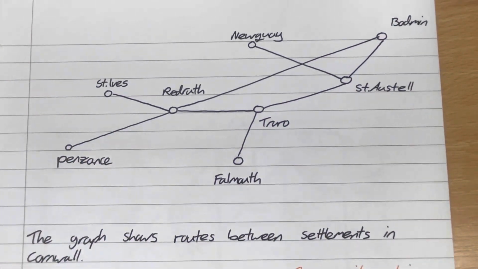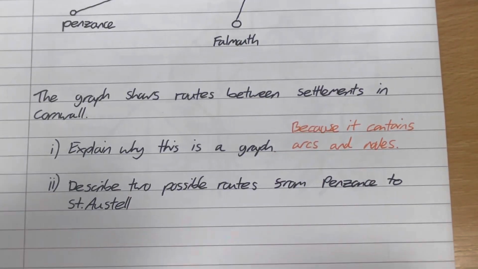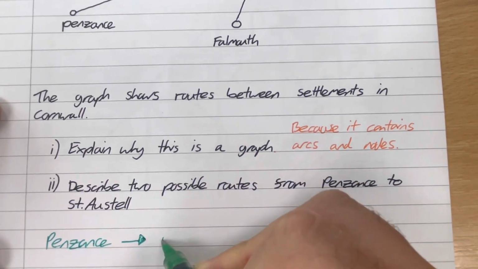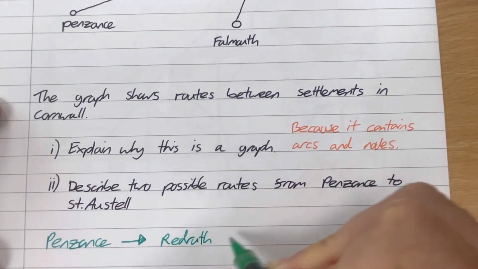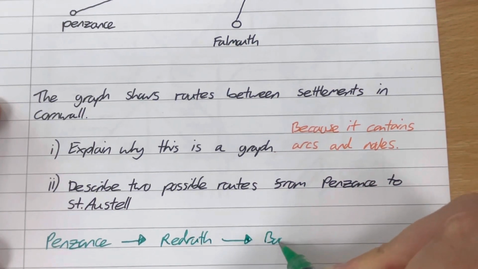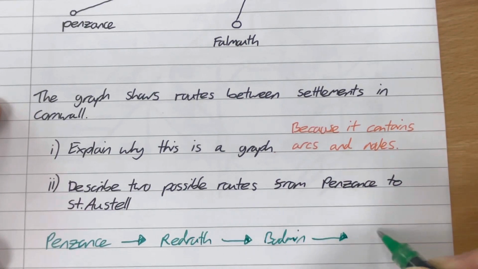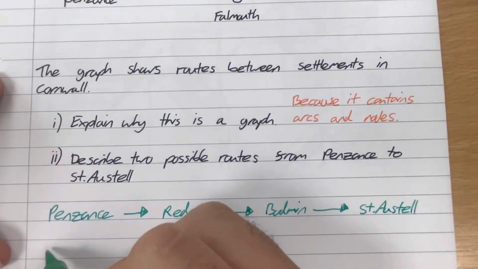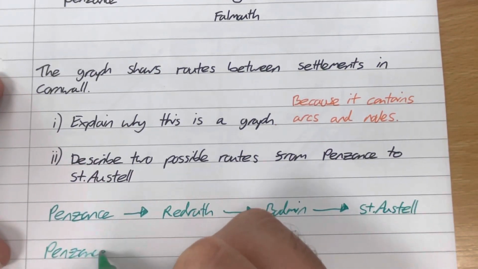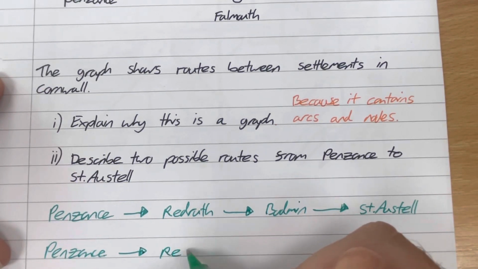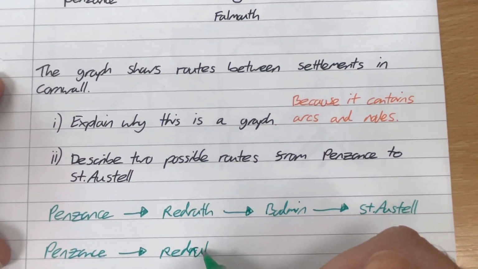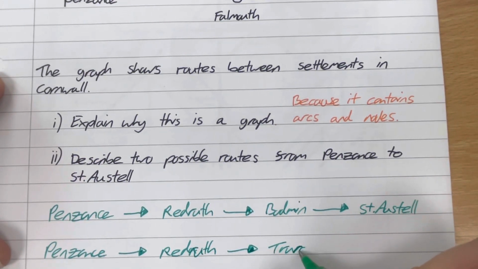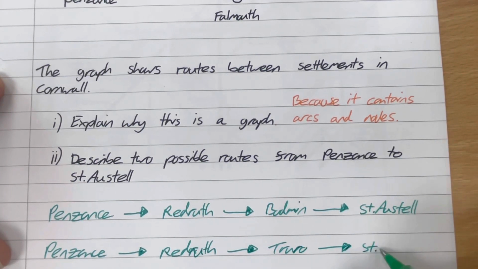So to draw out those 2 routes, or to answer the problem, I'm going to say Penzance, and then we're going to go to Redruth, and then we're going to go to Bodmin, and then we're going to go to St Austell. Whereas the alternative route was, again, starting in Penzance, we're going to go to Redruth again. In fact, you have to go to Redruth from Penzance, according to this map. Then we're going to go to Truro rather than Bodmin. And then we're going to go to St Austell.